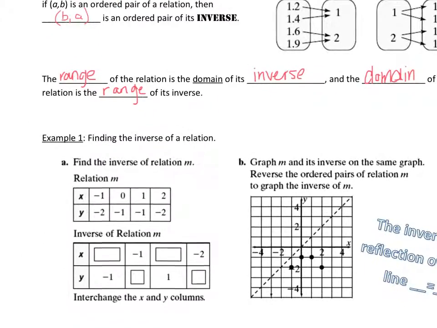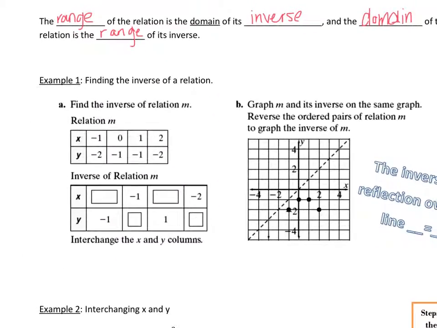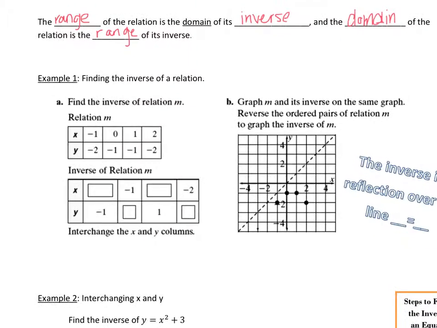So we're going to start out pretty simple with just some coordinates. Okay, so here is the relation M. This is our original, and it has 4 coordinates. -1, -2, which is already graphed down there for you. 0, -1, also graphed. 1, -1 is graphed, and 2, -2 is graphed. So for the inverse, we take that first coordinate, -1, -2, and we flip it. So now it's -2, -1.